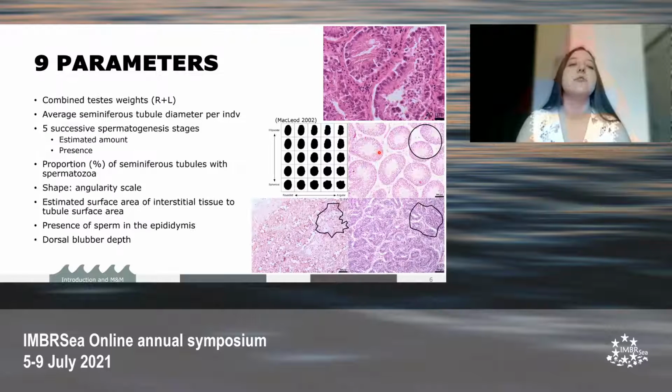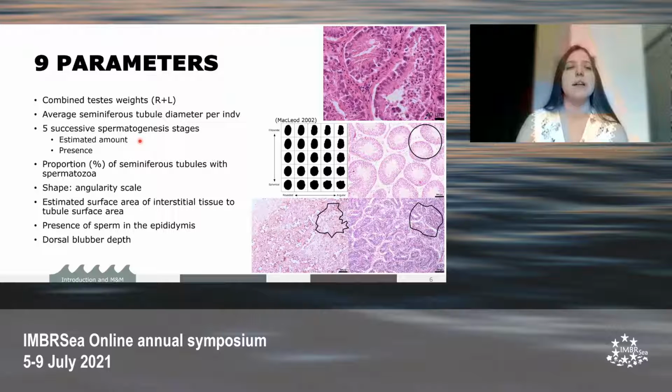As I mentioned, we used parameters. The 9 main parameters are the following. The first one is combined testis weights of the right and left side. Then it's the average seminiferous tubule diameter per individual. We measured the average tubule diameter, the shortest diameter of the roundest tubules. And then we also made an estimation of the amount, and we noted down the presence of the 5 main stages of spermatogenesis per individual.